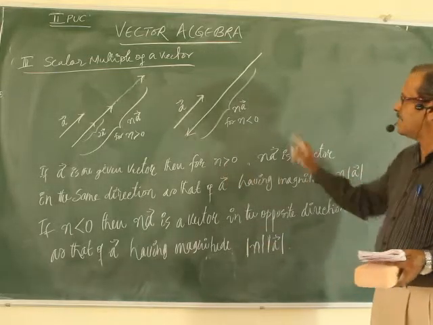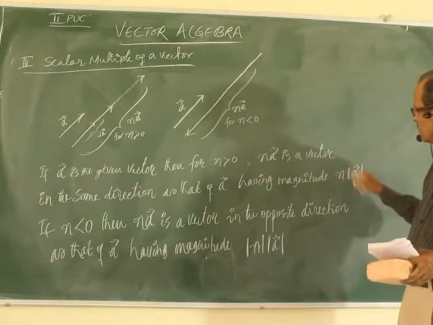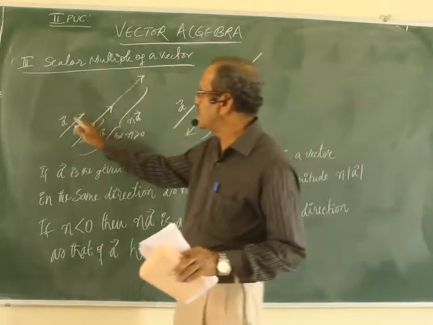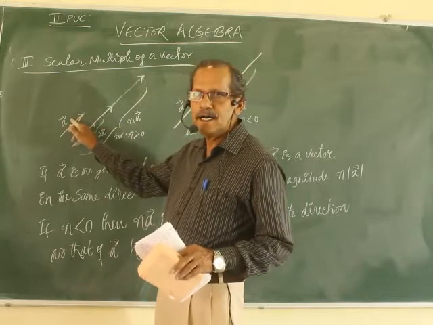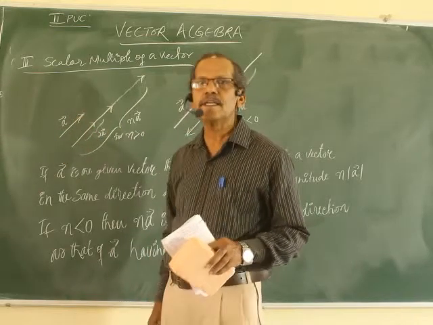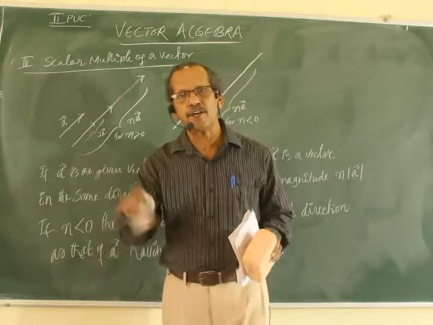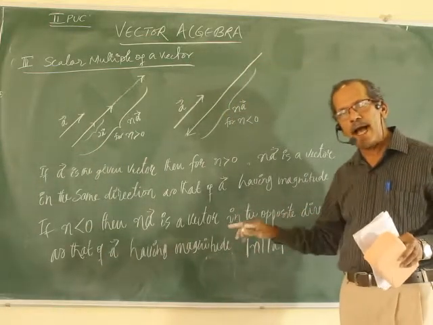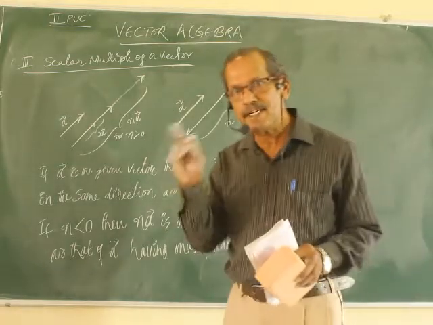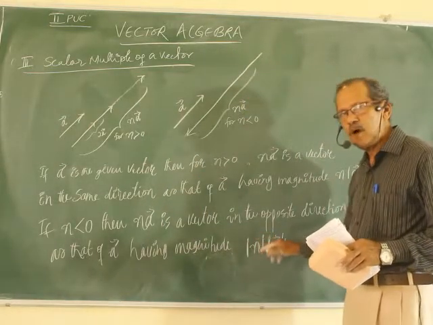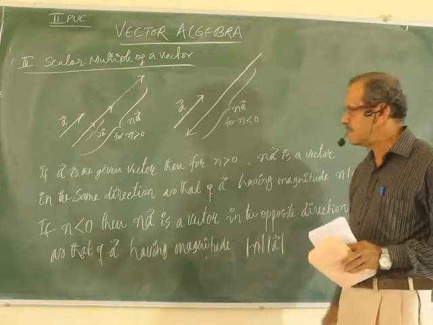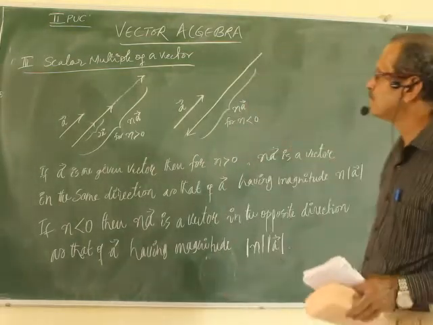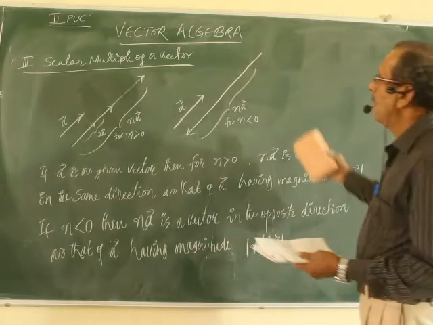Since n is positive, no doubt, magnitude of n into A is n times magnitude of A. If the vector has a magnitude 10, then 3 into 10, 30, will be the magnitude of 3A. If it is minus 3, then also magnitude is 30. That is why modulus is taken. Modulus of minus 3 becomes 3. Anyway, the idea is clear. Scalar multiple of a vector.